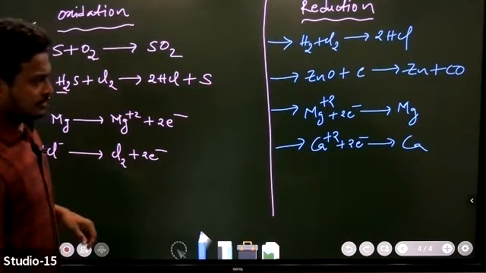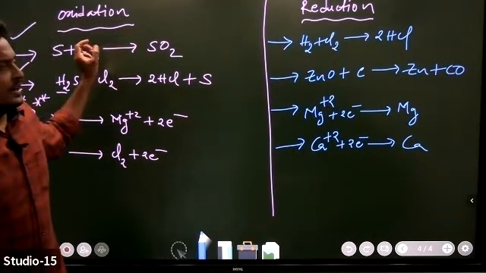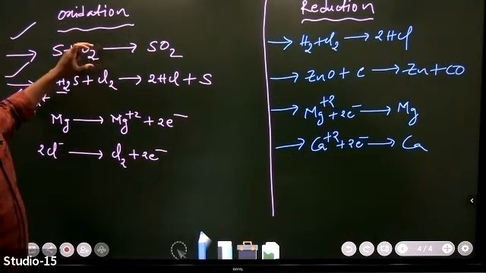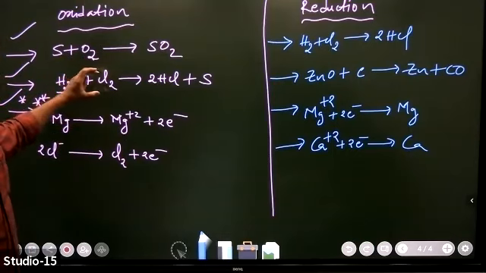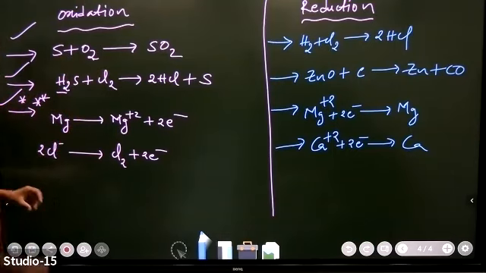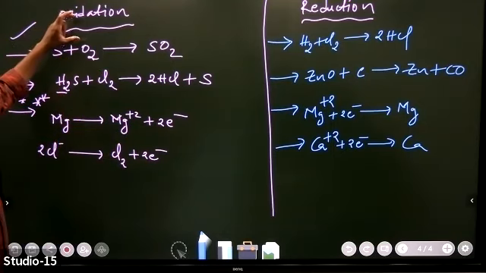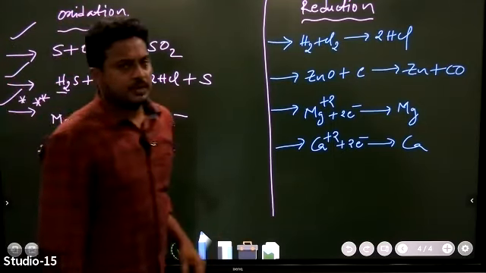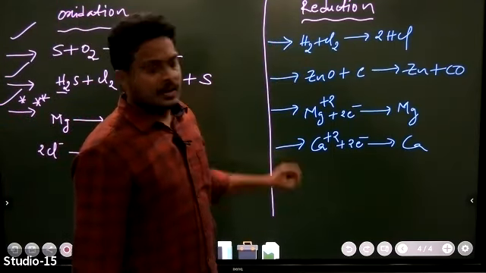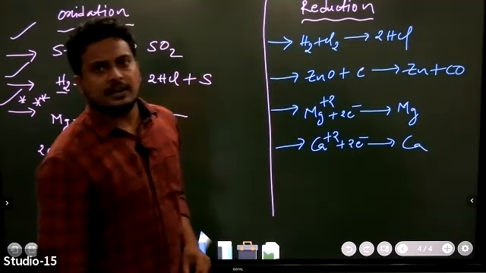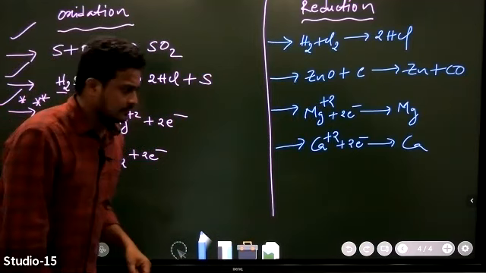Does anyone have a doubt about oxidation and reduction? First statement, for oxidation: the process of addition of oxygen, or removal of hydrogen, or removal of electrons is called oxidation. Now coming to reduction: the process of addition of hydrogen, removal of oxygen, and addition of electrons is called reduction. Once copy up here.